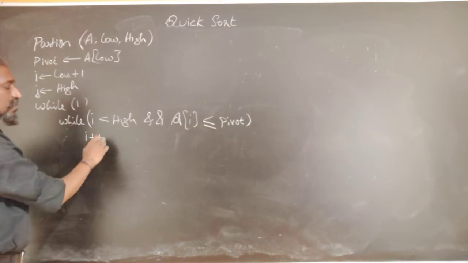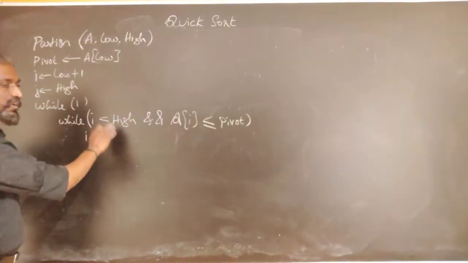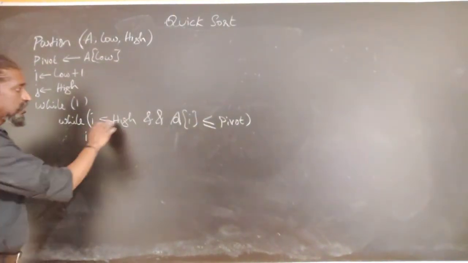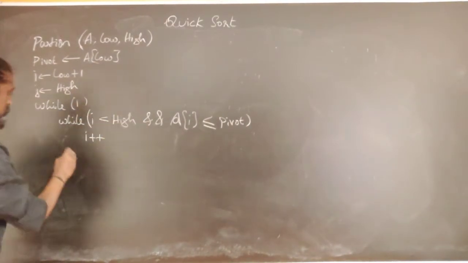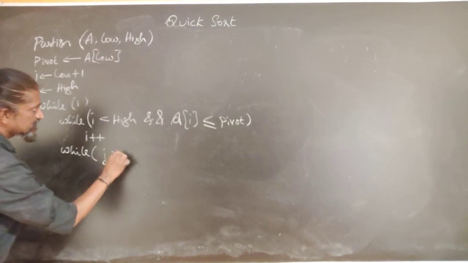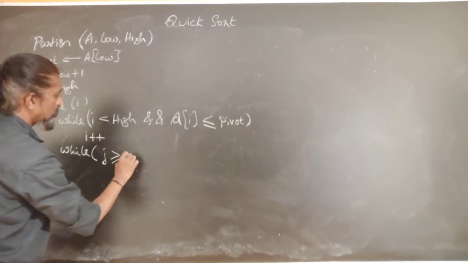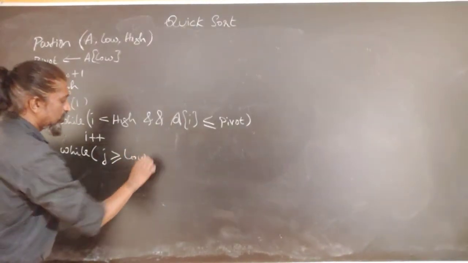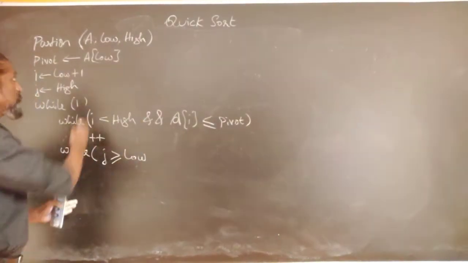And the other case is, if it reaches high, it means that that is the last element that we can compare. If it goes beyond that, it has gone out of the range. Same way, as long as j is greater than or equal to low, because it can come one element before that of pivot.